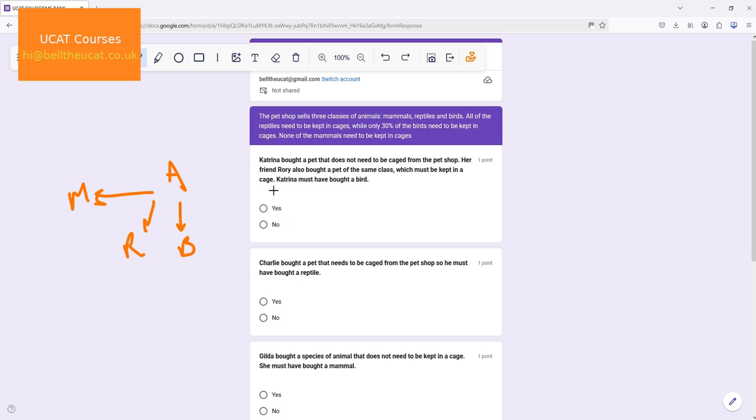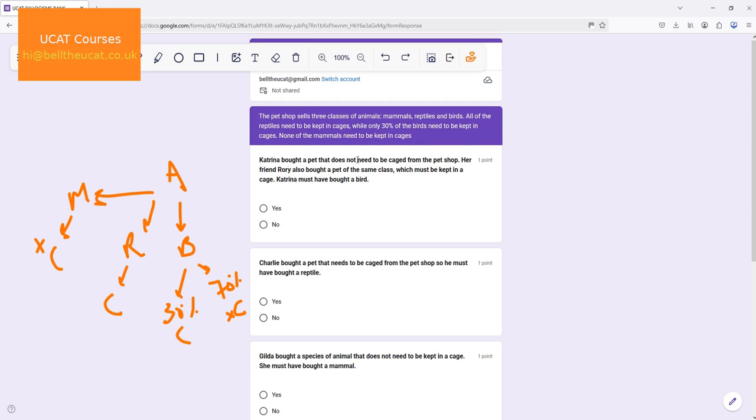Ready? As quickly as we can. Hopefully we're clocking all this, what's happening. All of the reptiles need to be in cages. Reptiles, so that's a reptile, they need to be in cages. While only 30% of the birds need to be in cages. That means the remainder, 70% of the birds, need not be in a cage. None of the mammals need to be in cages. Ready? Wow, looks easy. Right, let's see how the questions look.